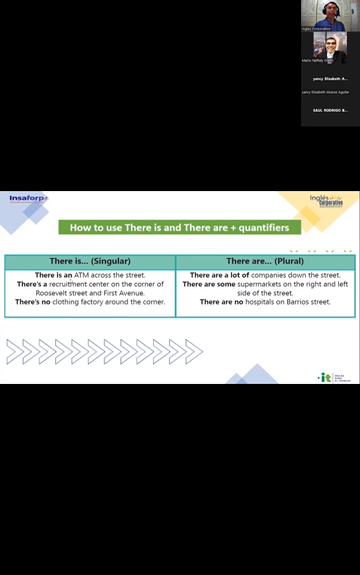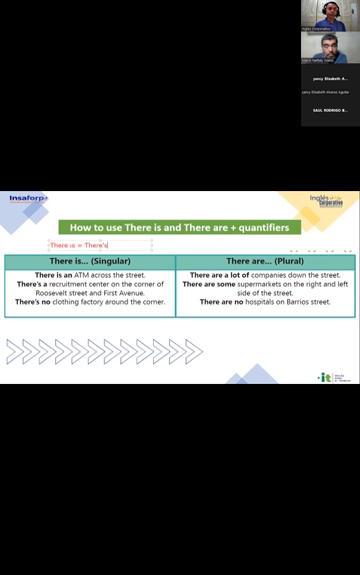Examples. There is an ATM across the street. Notice that it is an ATM. It's singular, only one, right? Cajero automático, right? There is an ATM across the street. There is, contraction. Look. So there is is equal to there's, right? Contraction. There is, there's.